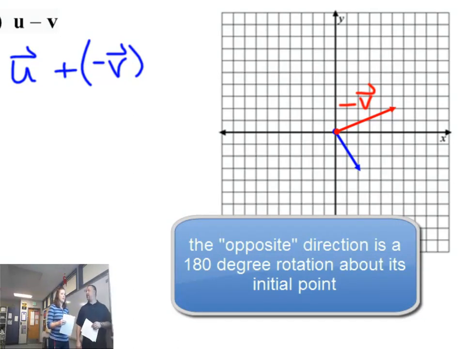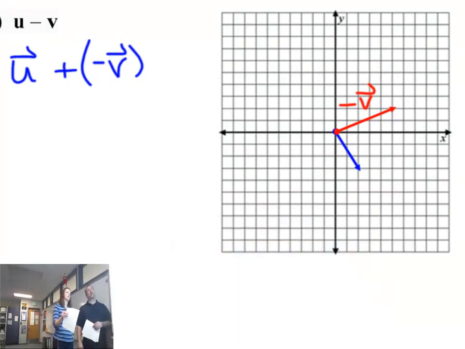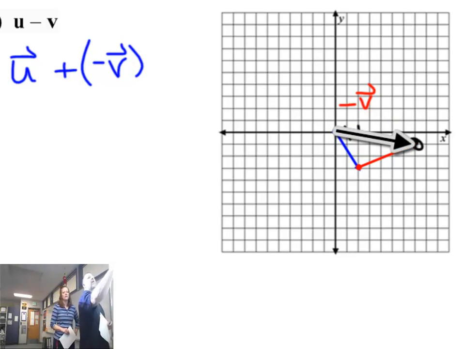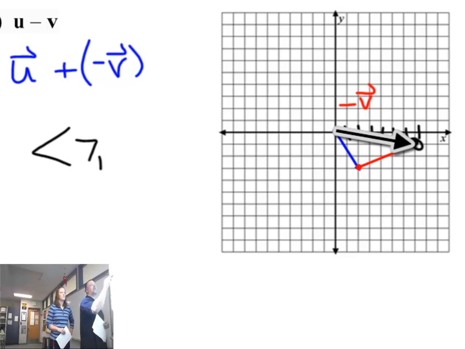And again, if we're going to add those together, we should be able to drag minus v down to the tail of the u. So we just put it right here. And now we have our resultant vector, which is 7 to the right and down 1. 1, 2, 3, 4, 5, 6, 7, and down 1. So that means our answer is 7, -1.